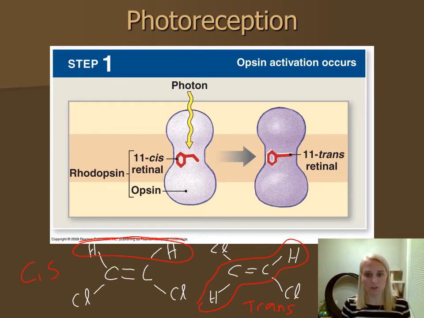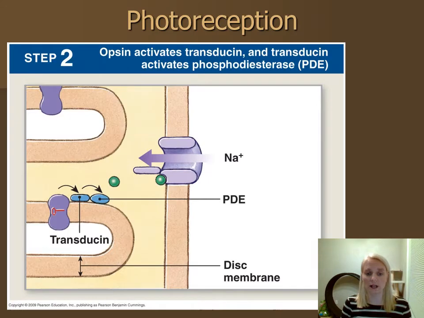Well, what does that do? Well, that actually activates the rhodopsin. So we can see in the cis shape, the whole rhodopsin is kind of that paler color. And when it's in the trans shape, it's kind of a darker color. That's just to visually show you that now this whole rhodopsin molecule has been activated. It's absorbed the energy of the photon of light. It is now an active functioning protein.